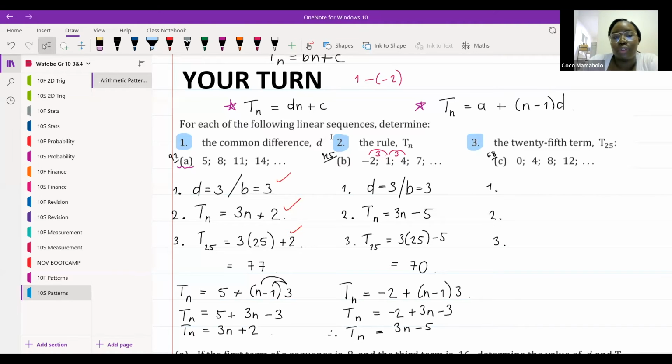Well done, Funzo. Oh, you've missed it by 1. Check your T25 again, please. Ma'am, at school we learned to subtract the common difference from the first term to get C. Let me see if that actually works. You substitute 1 for n and the value of the first term, it will work. Let me just double check. Subtract the common difference from the first term.